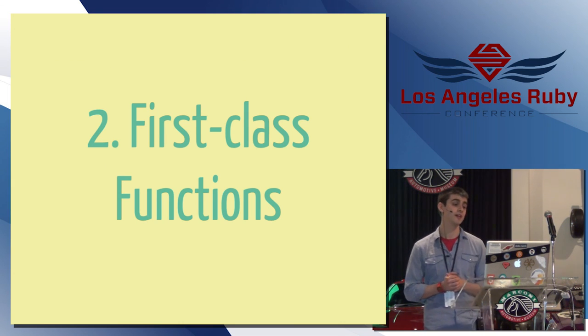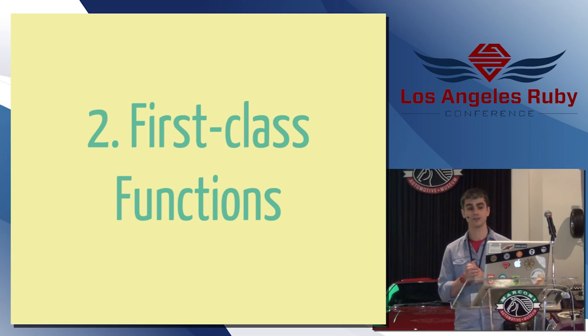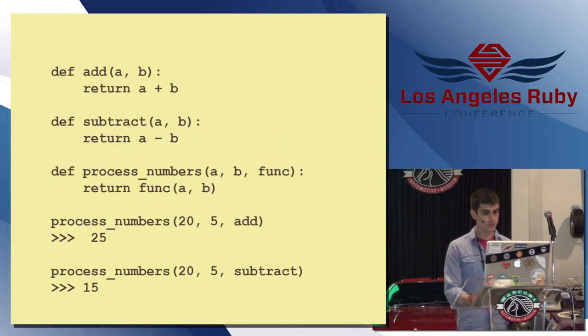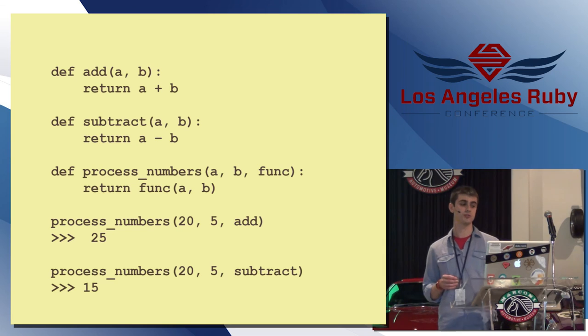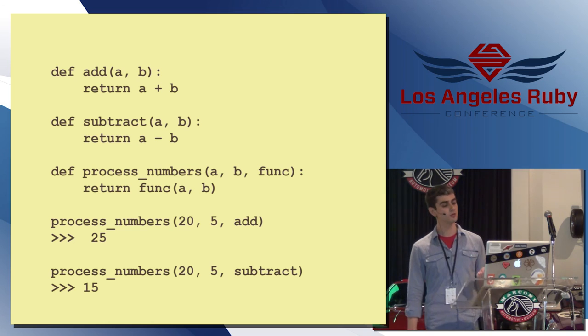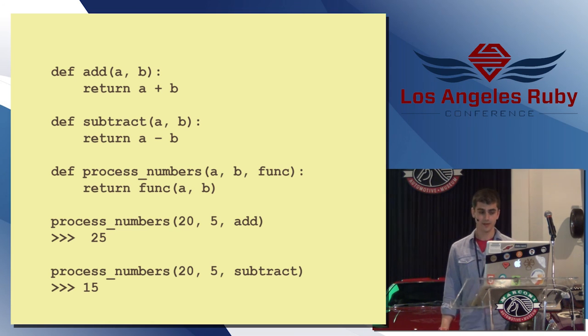A second major difference is Python has first-class functions. This is something that Ruby lacks, and this is a significant distinction. Python has functions as variables, so you can basically pass functions around. For example, here I created an add function that just takes two numbers as parameters, it returns the sum. There's a subtract function that takes two parameters and returns the difference. But now I've added an additional third function, process numbers, that takes two numbers and a function as an argument, and that will apply that function to the two numbers. So here you see I can call process numbers with 20, 5, pass in the add function, and it will apply that to those parameters, so you get 25. Similarly, you can pass in subtract to process numbers, and it will be 15.